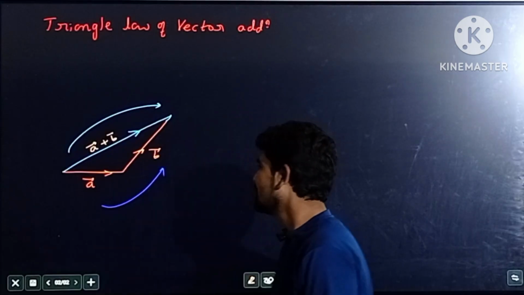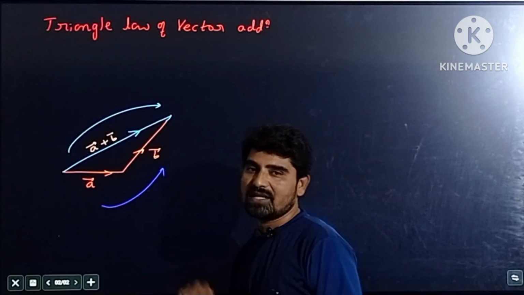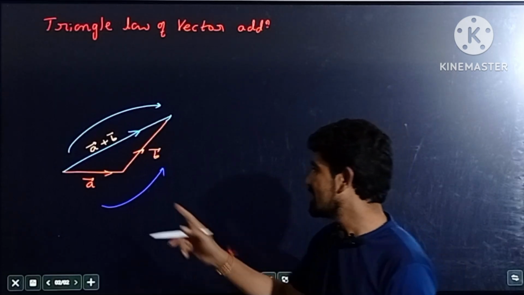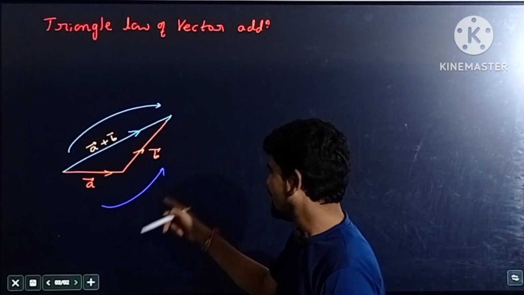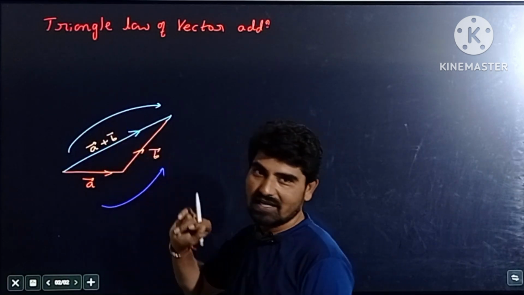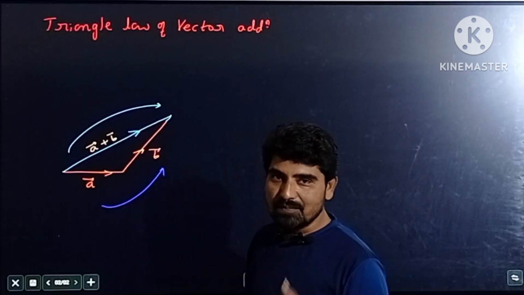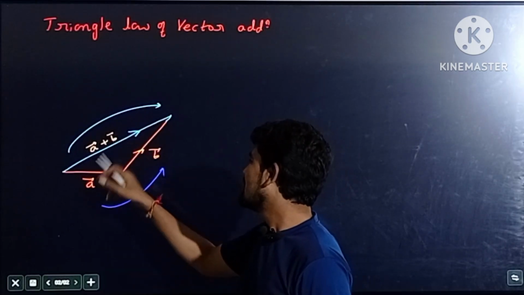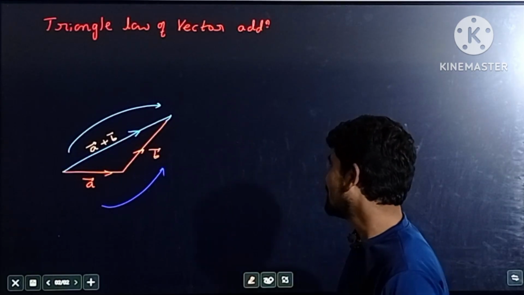I hope all of you understood. In the statement: suppose A vector and B vector are the two adjacent sides of the triangle taken in a cyclic order, then the third side of this triangle, taken in reverse order, represents the resultant of these two vectors, A vector and B vector. I hope all of you understood.